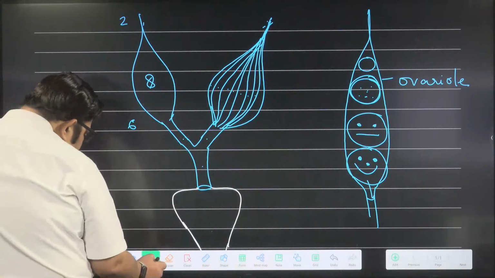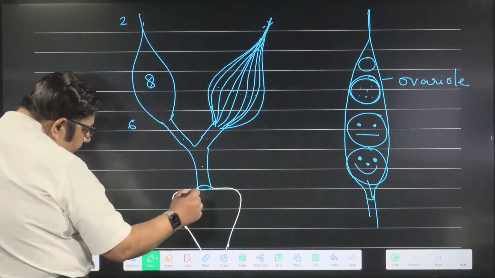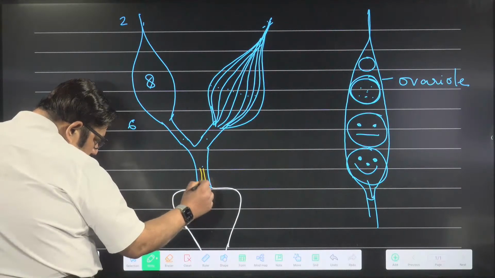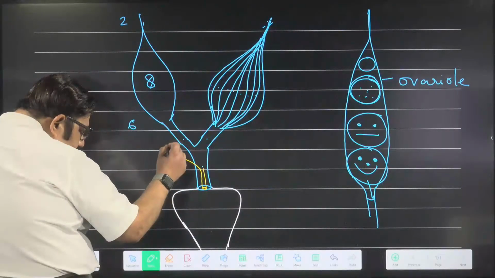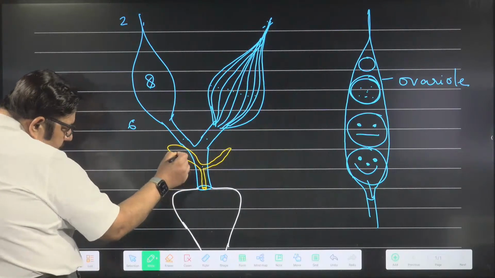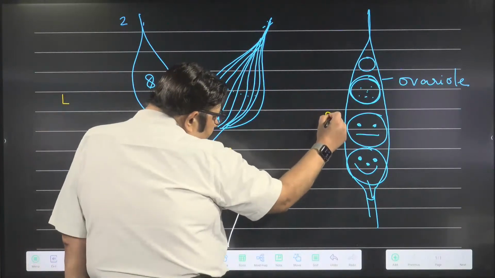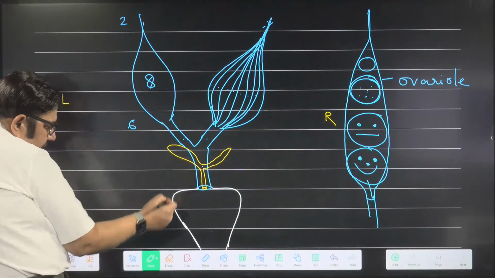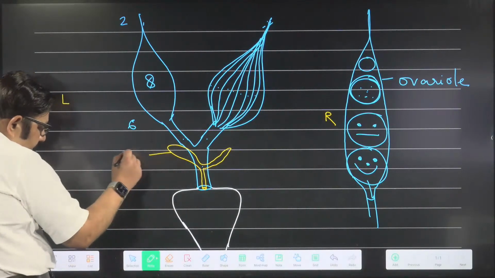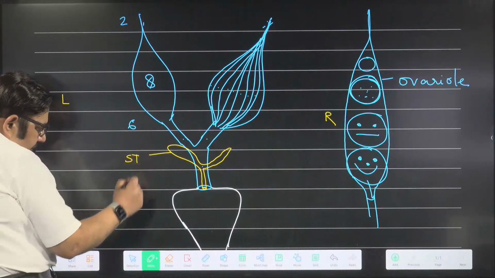So this is the brood pouch, and now there is one pair of spermatheca. How many? One pair, and its duct is opening. This is the spermathecal pore. How many are they? One pair. Okay. So this one is the left side and this one is the right side. You know that the left one is larger. The left spermatheca. ST means spermatheca.